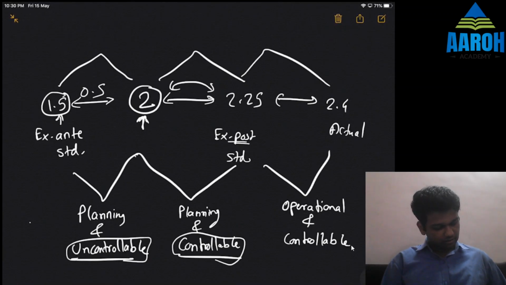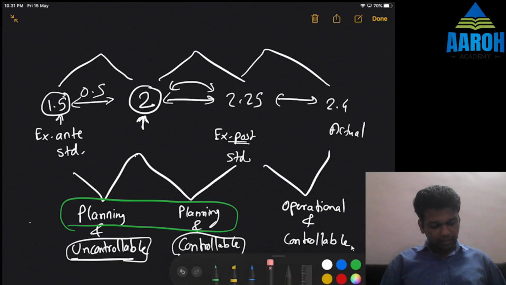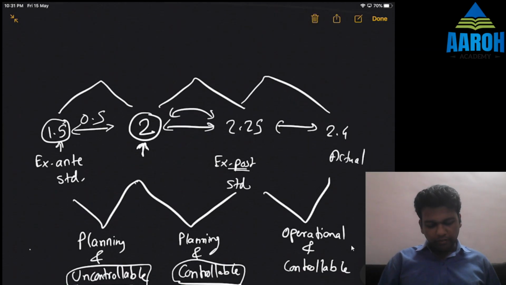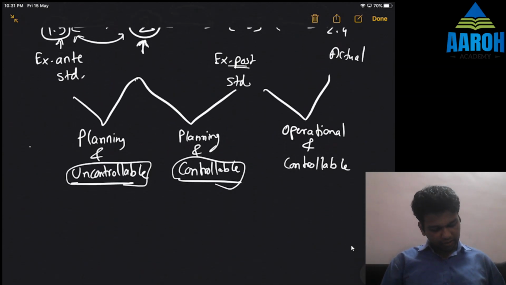Okay, now understand this entire variance is planning variance, but because of that 2 rupees we can bifurcate that planning variance into uncontrollable and controllable. Fine, so let's calculate the variance now. 1.5 and 2, both of these are standard. See, what is the formula of price variance? First of all, this is price variance, right? What is the formula of price variance? Standard price minus actual price multiplied by actual quantity.